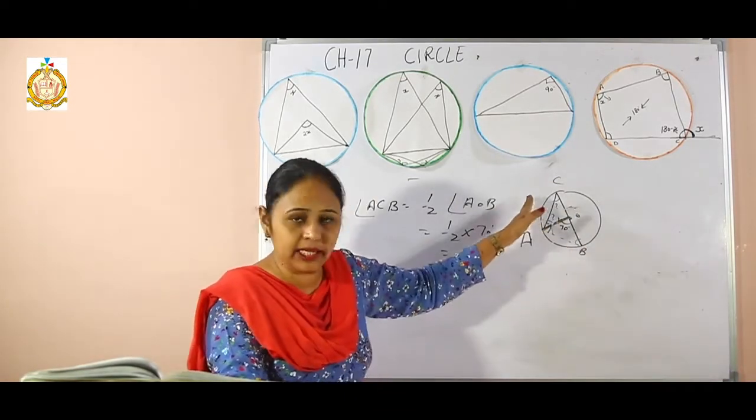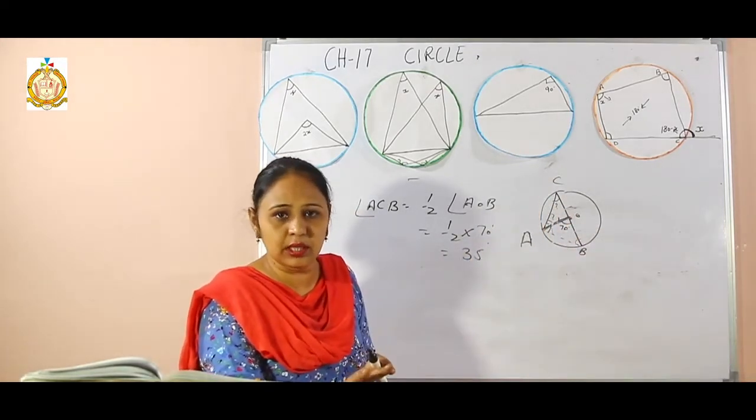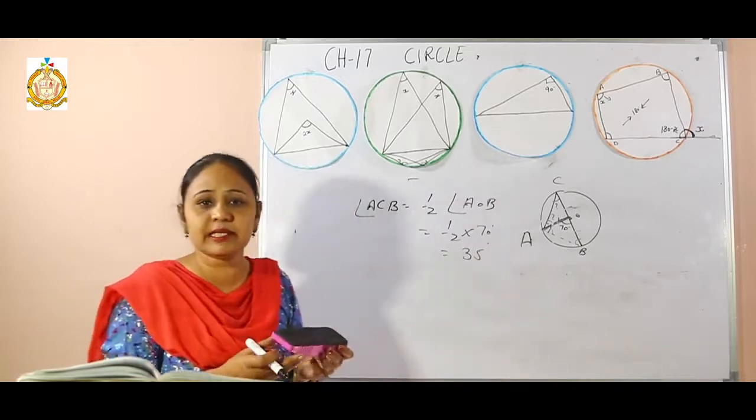I can use the right angle semicircle property. I can also use the isosceles triangle. Clear? Now come on to the next sum, sum number 7.